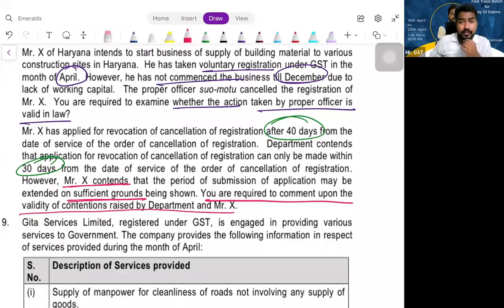By whom? You or me? Additional Commissioner or Joint Commissioner, for 30 days. And by the Commissioner, another 30 days. So here it is only 40 days delay. So who can condone the delay here? The Additional Commissioner or Joint Commissioner, if sufficient grounds are shown by the taxpayer, can condone the delay and can accept the revocation application. Yes, sir, that's the answer.